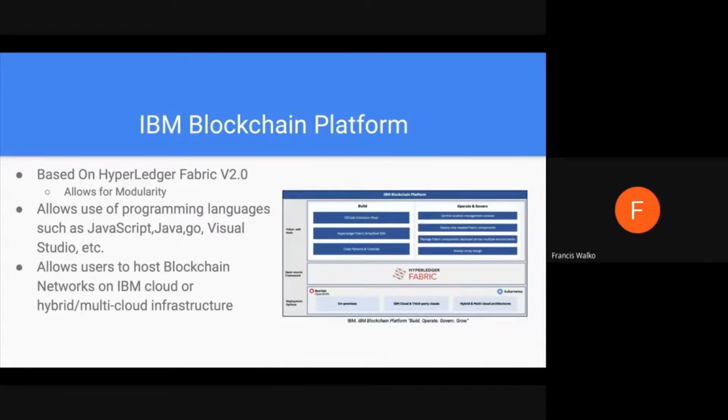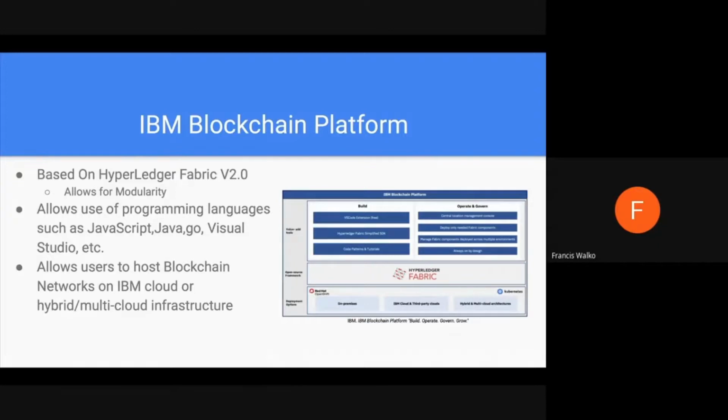IBM's blockchain platform is based on the open source Hyperledger Fabric version 2.0 from the Linux Foundation. The Fabric protocol allows for modularity, which allows for a variety of pluggable implementations such as cryptography, identity protection, consensus protocols, smart contract languages, and many more interchangeable plugins that are based on the consumer's needs. Customers can also use popular programming languages such as JavaScript, Java, Go, and many other languages on IBM's platform.